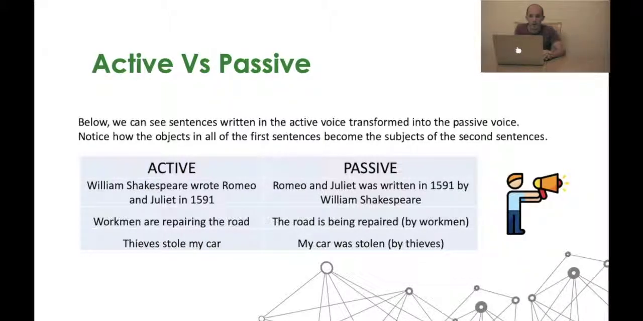For example, William Shakespeare wrote Romeo and Juliet in 1591. In passive voice, that would be Romeo and Juliet was written in 1591 by William Shakespeare. Active voice, workmen are repairing the road. In passive voice, that would be the road is being repaired by the workmen. Thieves stole my car. Active voice. In passive voice, my car was stolen by thieves.